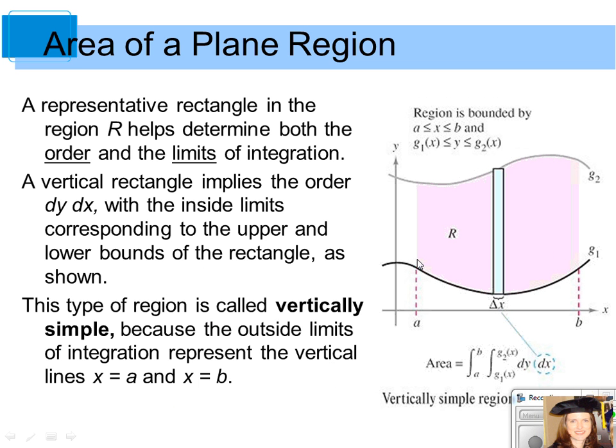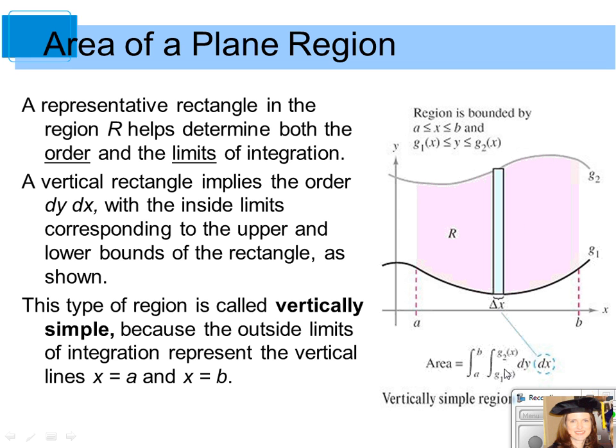Now again, this representative rectangle helps us determine both the order and the limits of the integration. When you draw a long vertical rectangle, the order of the differential should be that dy, the longest direction is your differential y, and your shortest little width there is your dx. So it's the longest times the shortest in terms of that representative rectangle. And again, the outside being the smallest, that's your bounds for x, and the inside is your bounds for y.